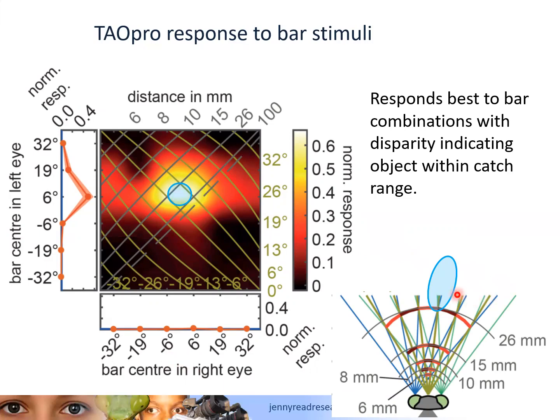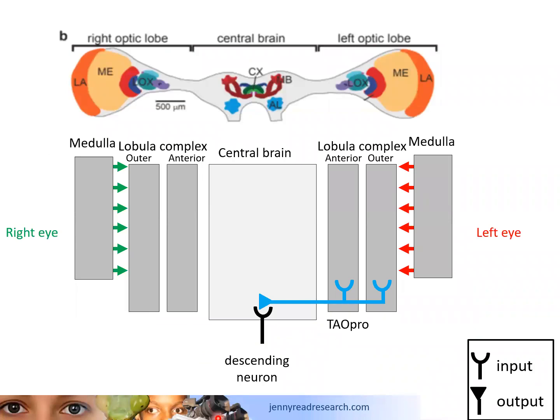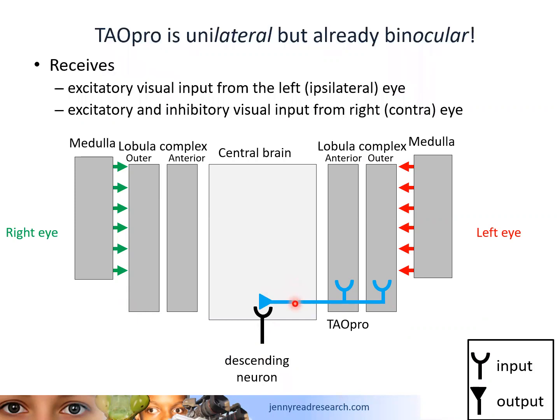So that's obviously exciting. This neuron is interesting because it receives input in the lobular complex in the optic lobe, but in just one side of the brain. It projects to a region of central brain, suggestively where the descending motor neurons receive input. So although we don't know, it's certainly got the right anatomy to be sending a strike now signal down to the ventral cord. Since this was a seemingly monocular neuron, I'm going to represent this schematically here with these little cups for input and the little arrows for output. So isn't that interesting? It's unilateral, it's on one side of the brain, but it's already binocular.